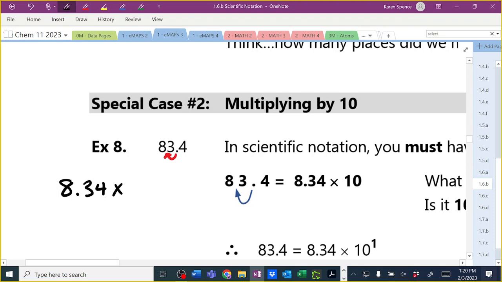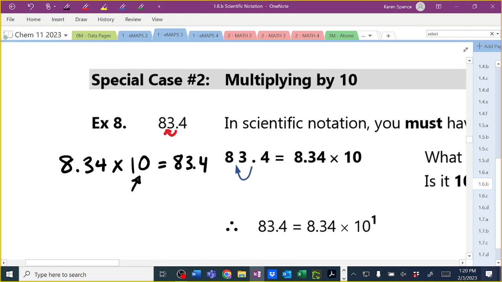And sometimes people are like, oh, I'm just going to write times 10 because that, of course, is equal to 83.4. However, if there is no power with the 10, that is not actually scientific notation. Scientific notation requires a power on the 10.